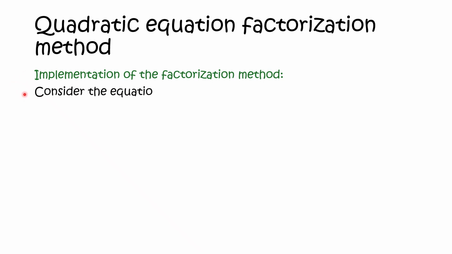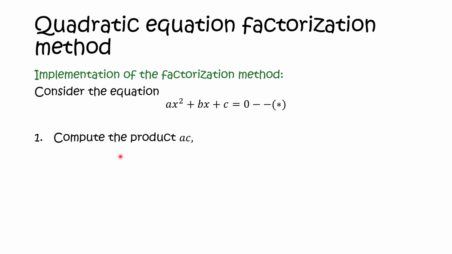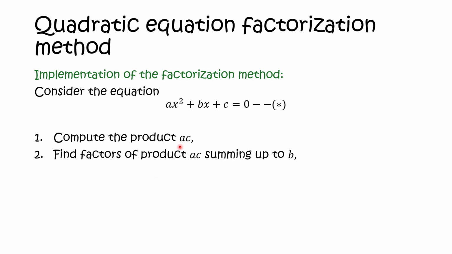So consider the equation ax squared plus bx plus c equals 0. We label this equation star. So the first thing that we need to do is to compute the product AC, that is the multiplication of a times c. Two, we find the factors of the product AC that sum up to b, that is the value we get for b.